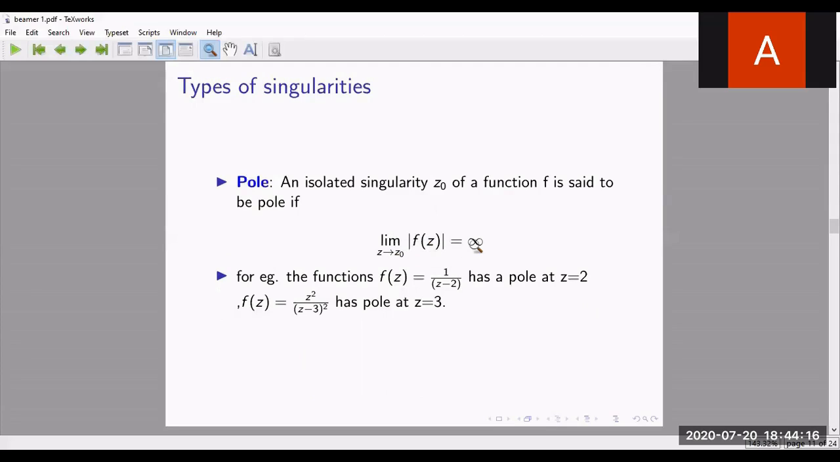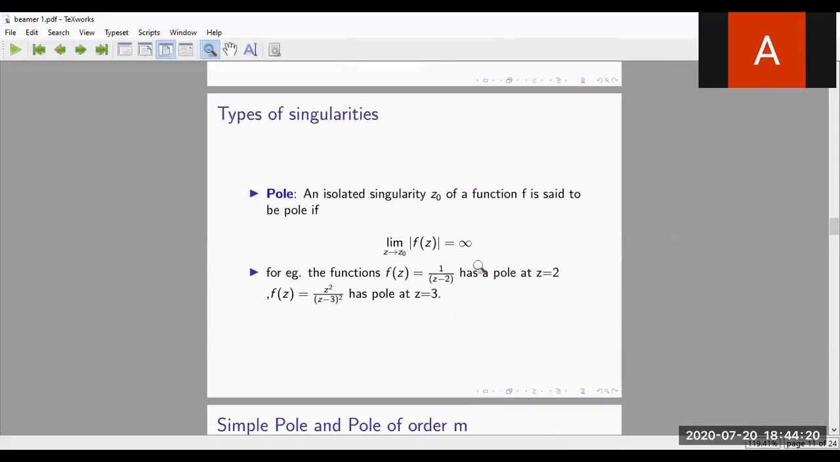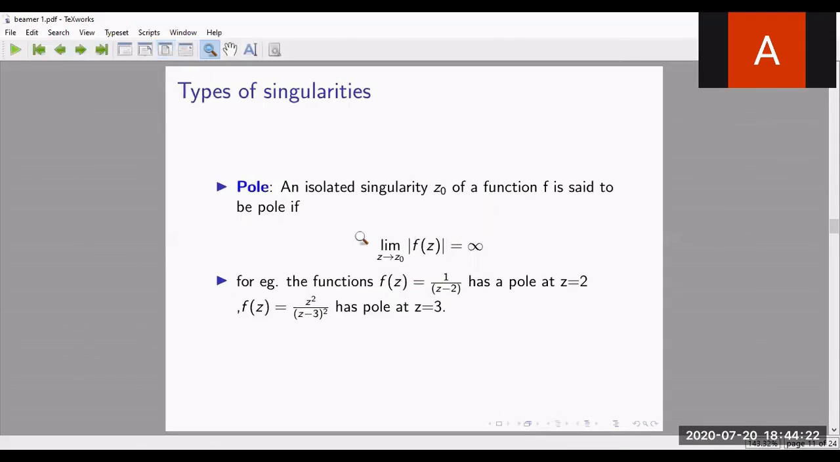A pole is very easy to understand by looking at an example. By looking at an example, we can clearly say. For example, f of z is equal to 1 by z minus 2. Now, if I put z equal to 2 here, it will be 1 by 0, infinity. The limiting value will also be infinity. So, it has a pole at z equals 2.